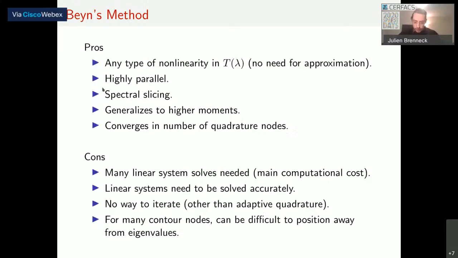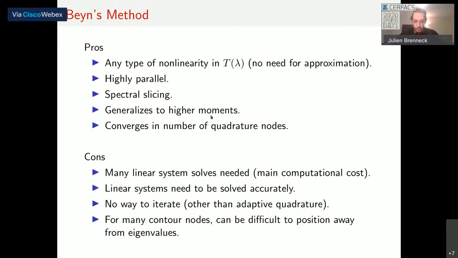And this is a very good method in particular because we can use any type of nonlinearity. We don't have to use, for example, an approximation of it. It just directly works on any type. So we can do, of course, polynomial and rational, but fully nonlinear ones as well. And it's highly parallel. We can parallelize across each of the contour nodes. At each one, we solve a linear system, but they're each independent. And we can do spectral slicing, which just means we can choose any region of the complex plane to include within our contour and only solve there.